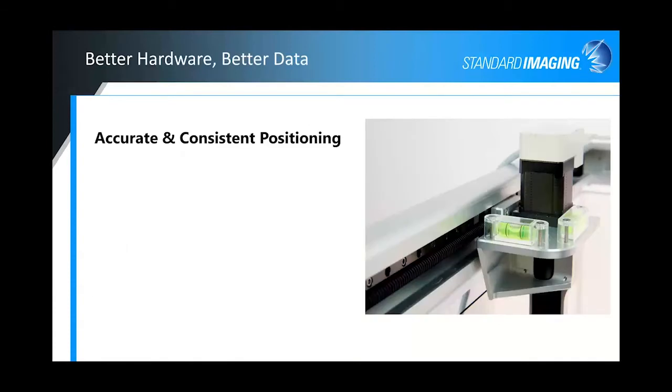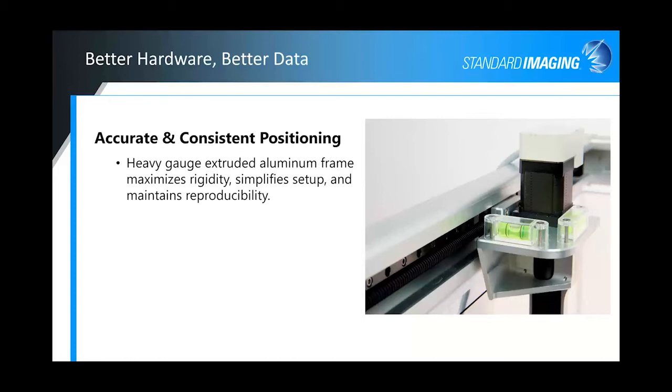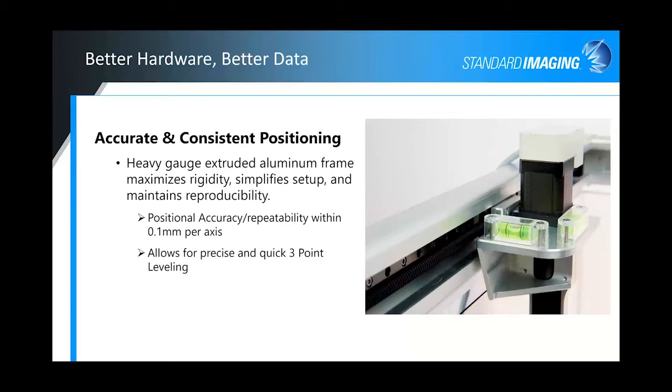So what gives us good, accurate, and consistent positioning in our system? We use a heavy gauge aluminum frame. It's extruded aluminum, so it maximizes rigidity, simplifies the setup, and maintains reproducibility. All the positional accuracies are within 0.1 millimeter per axis of the system in the X, Y, and Z directions. So you can always be assured that you're getting very repeatable, very accurate measurements. It allows for a very quick 3-point leveling, and I'll get into that in a little bit, discussing the capabilities and functionality of our leveling and alignment system.